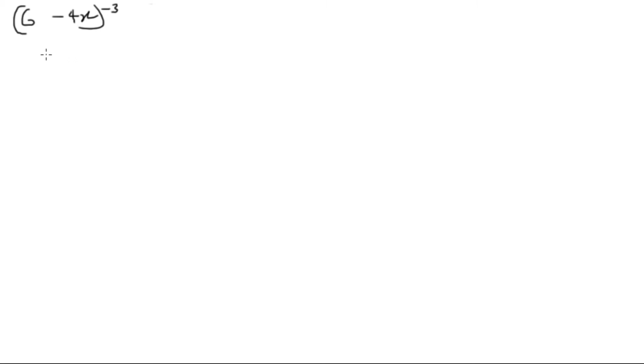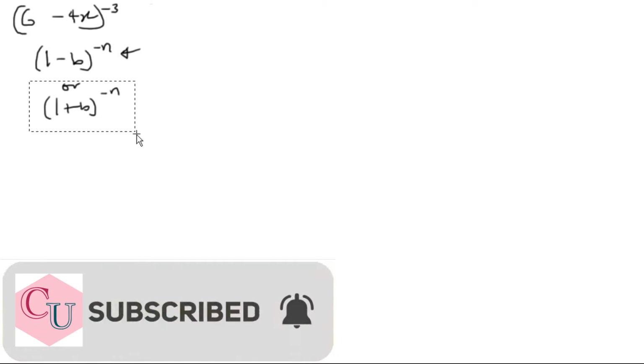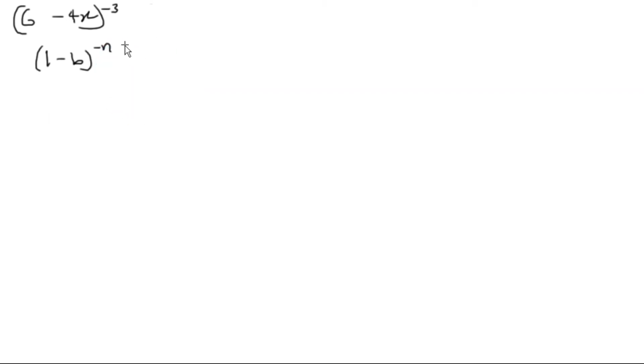general form, which is (1 minus b) or (1 plus b) raised to power minus n. So for this question, it looks like this. In this video, I will use this throughout, so I will advise you don't skip around this video. Anytime we have this binomial, its expansion is generally 1 plus nb plus dot dot dot as it continues.